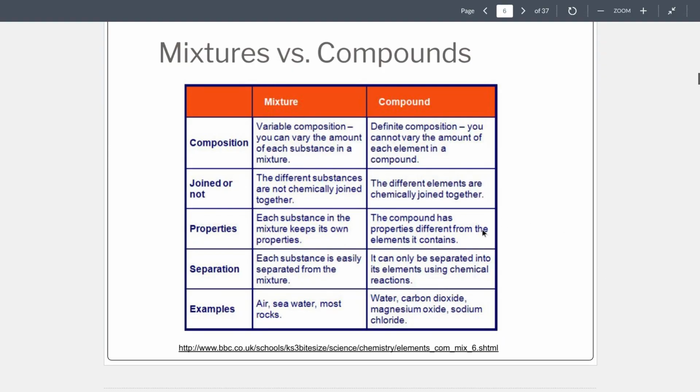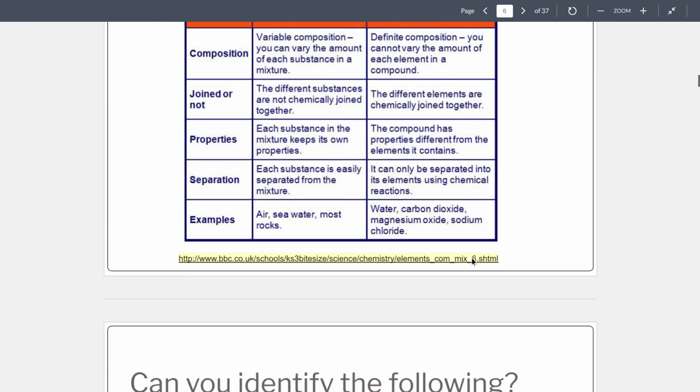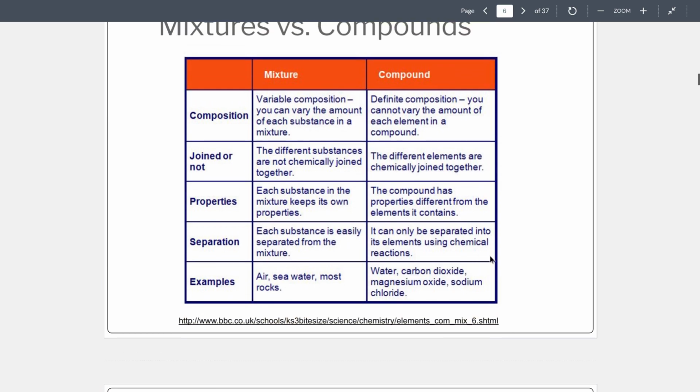This is a table. You don't have a place for this on yours. I would recommend, this is a bit much to write, but maybe we can shorten this. So maybe on the back of your paper, flip over, and let's make this chart a bit shorter. You can do composition, have mixture and compound. But you don't have to write this long stuff.